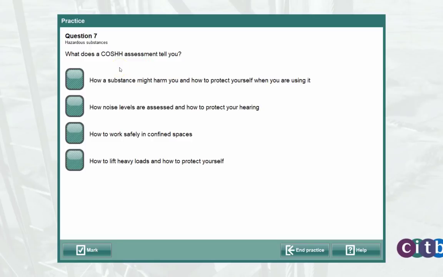What does a COSH assessment tell you? How a substance might harm you and how to protect yourself when you are using it. How noise levels are assessed and how to protect your hearing. How to work safely in confined spaces. How to lift heavy loads and how to protect yourself.